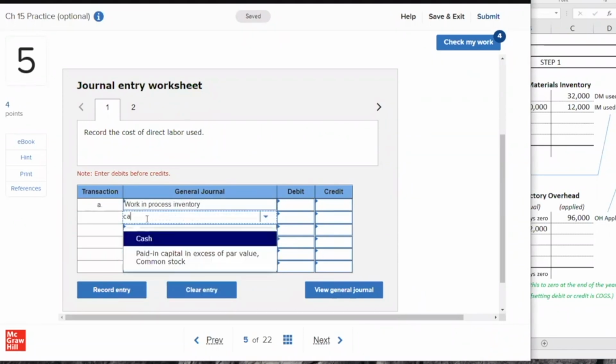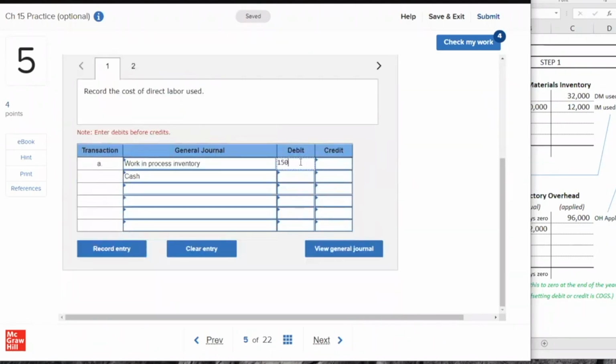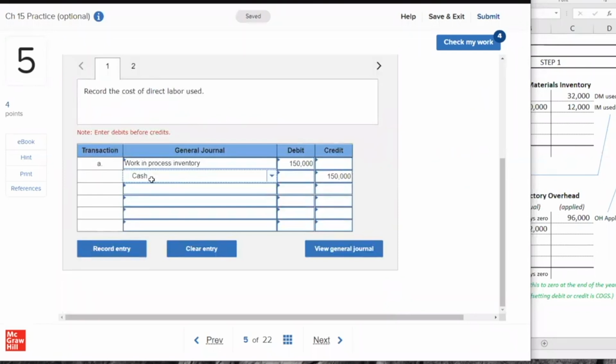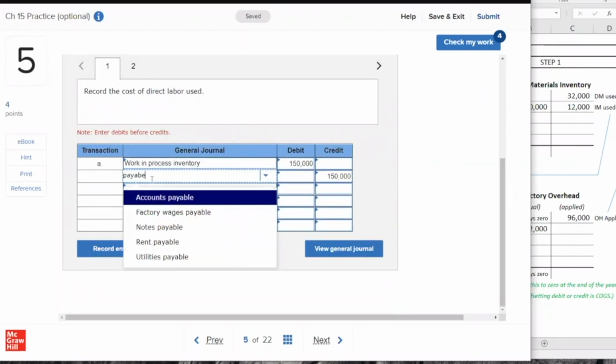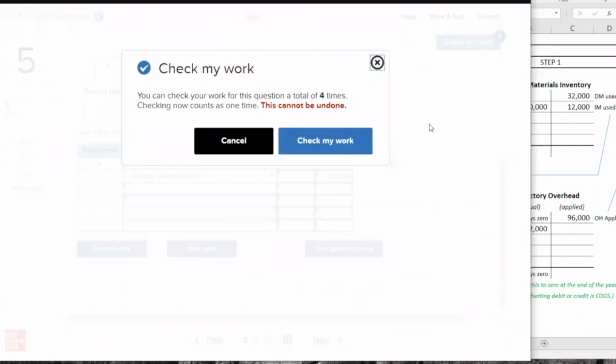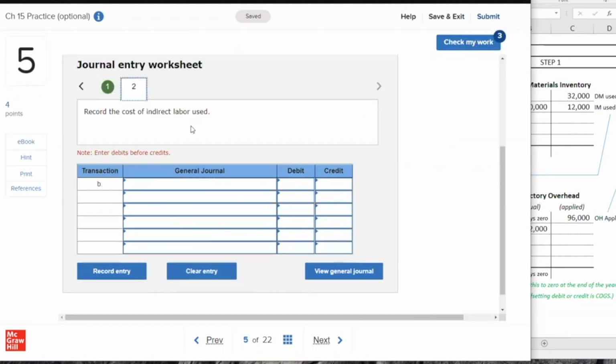And I don't know if we're paying them in cash. Does it say? It doesn't say. If payday is going to come later, it's going to be salaries payable or something like that. I think it's later because it says monthly payroll. Let's just type the word payable, see what comes up. How about factory wages payable? Let's try that. Let me check my work. Yeah, that's correct.